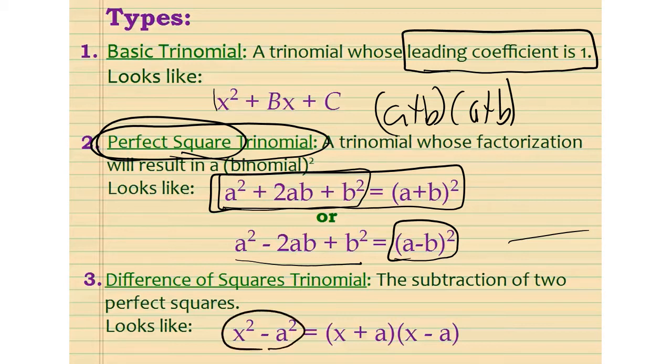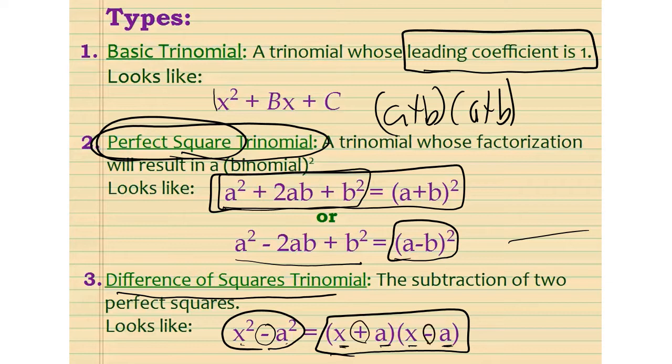The other one is really important and it occurs a lot. This is called the difference of squares. If you see two perfect squares with a minus sign between them, you immediately know it's going to factor like this. The square root of x squared, we write at the beginning of each binomial. The square root of a squared, we write at the end of each binomial, and one gets a plus sign and one gets a minus sign. All right, so that's one of the ones that we're going to be looking for because we're going to see it a lot.